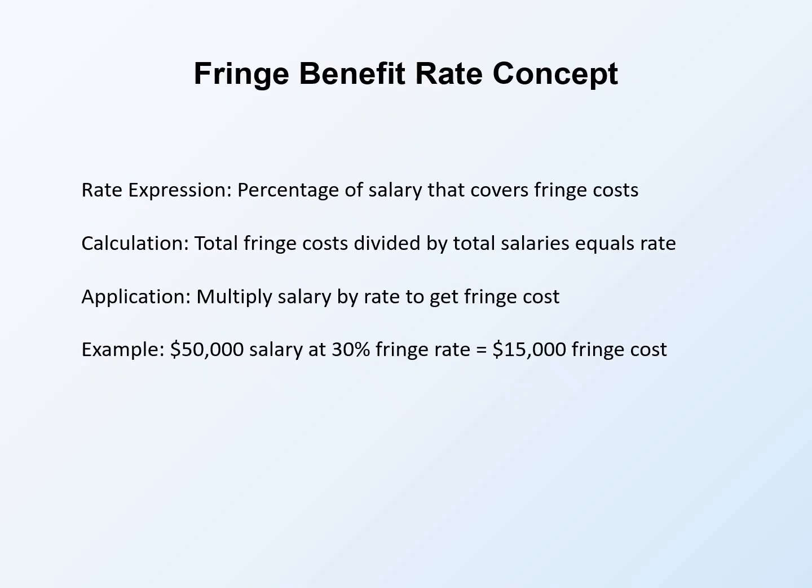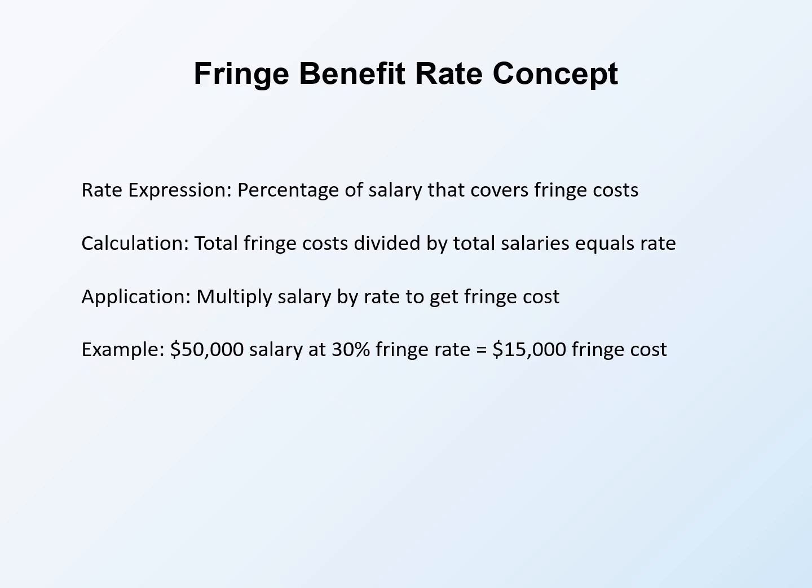Fringe benefit rates express the relationship between employer benefit costs and base salaries. Understanding this rate concept enables accurate fringe budgeting. The rate is expressed as a percentage of salary. A 30% fringe rate means that for every dollar of salary, the employer pays an additional 30 cents for benefits. Fringe rates typically range from 25 to 40% or higher, depending on the benefits package offered.